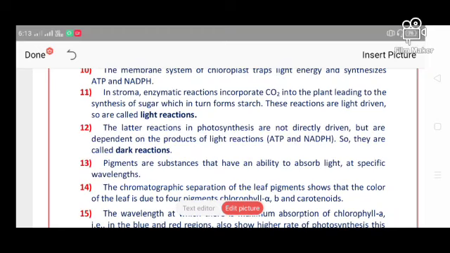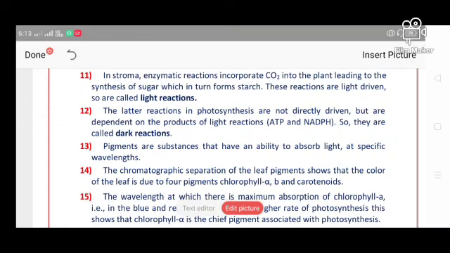So in the indirect reaction, what happens actually? It starts after the light reaction. When there is no light, it starts, and it uses the NADPH and ATP to synthesize the different byproducts or different glucose amounts for the plants.